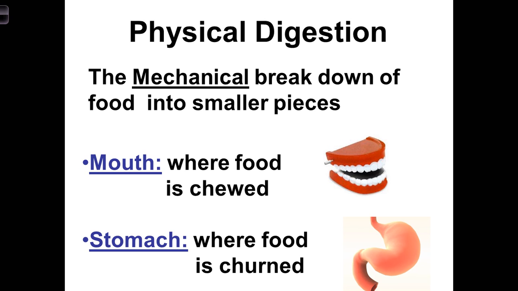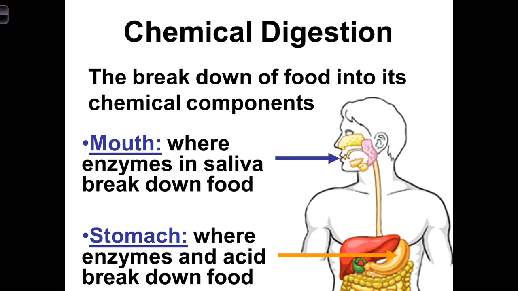So the mouth chews the food, that's the main place we probably get this mechanical digestion, but the stomach does a bit of mechanical digestion too. The stomach is where food is churned, so churning is when the stomach contracts to mush up and mix and help break up the food a little bit. Cool, so those are the two places we get mechanical digestion.